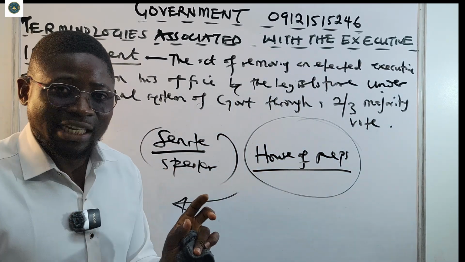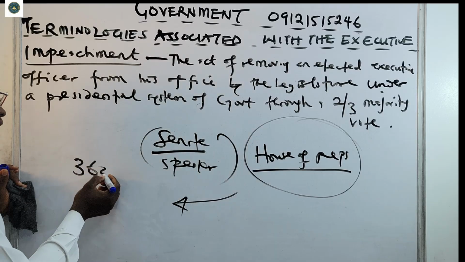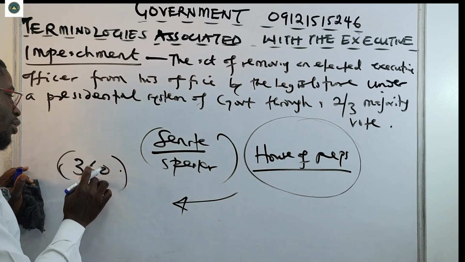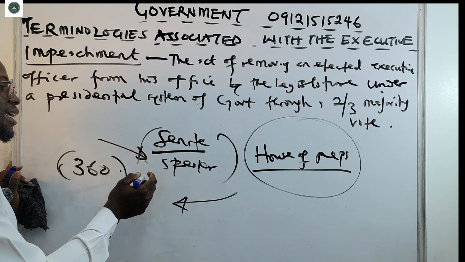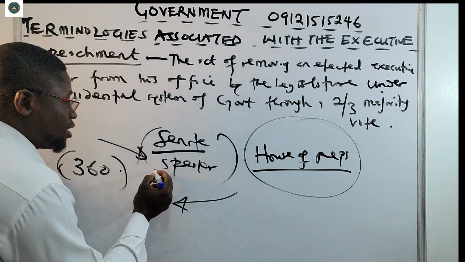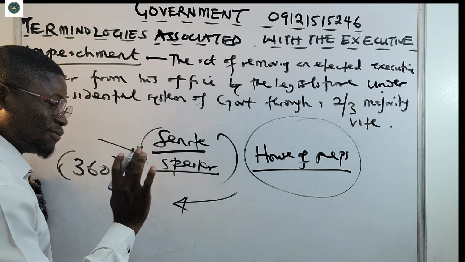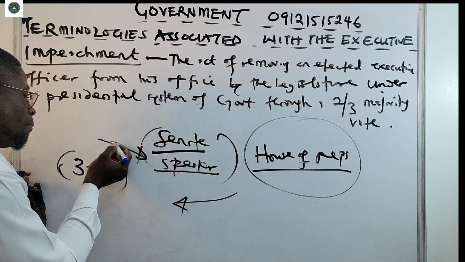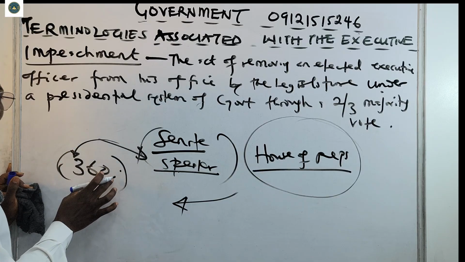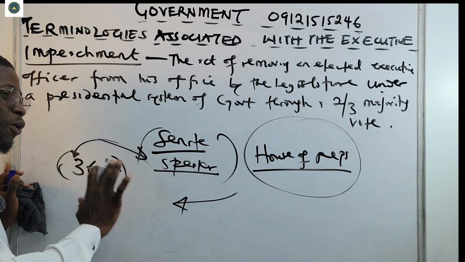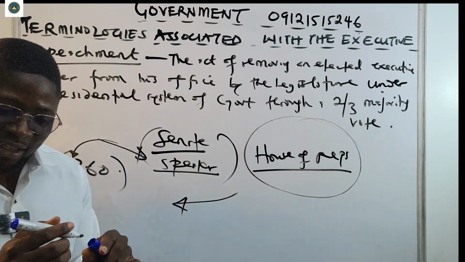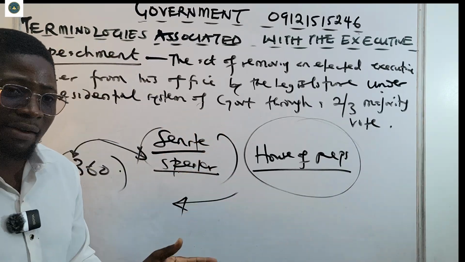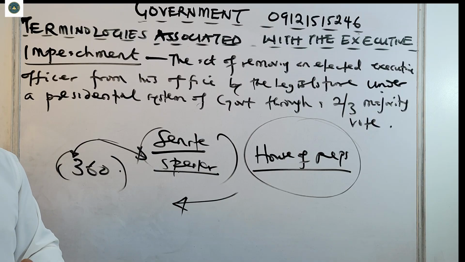So how many members of the House of Reps do we have? 360 members. We have 360 members of the House of Reps, but one among them is the Speaker. If the House of Reps members vote to impeach the Speaker, and they successfully impeach the Speaker, what will happen is that the Speaker now will come back to this 360 and become a normal member of the House. It is not his constituency that recalled him. It is the people among themselves that said that this person cannot lead us. So please take note of that.